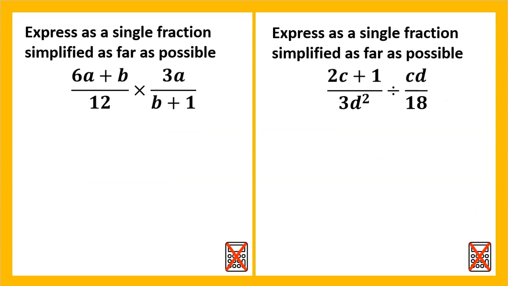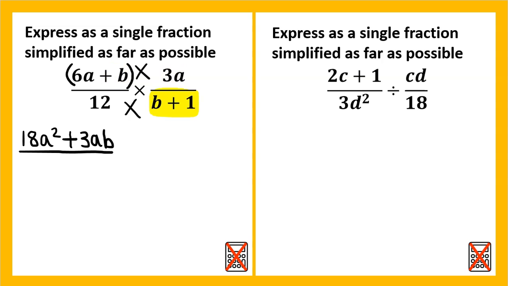The intermediate questions have an increase in difficulty with some operations within the individual fractions. We'll still start in the same way by multiplying numerators and denominators. Just bear in mind that we're multiplying 3a by 6a plus b. There's 2 separate terms here, so the use of a bracket would be useful. So 3a multiplied by 6a is 18a squared, and then we're adding that on to 3a times b, which is 3ab.